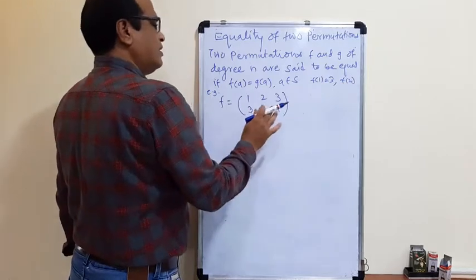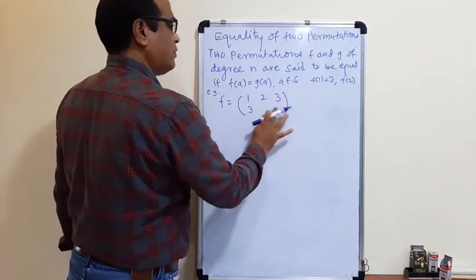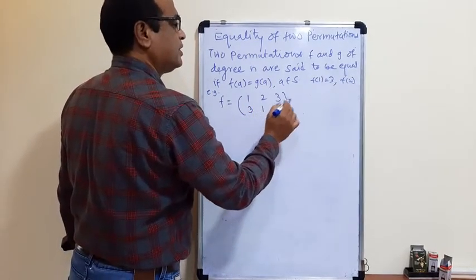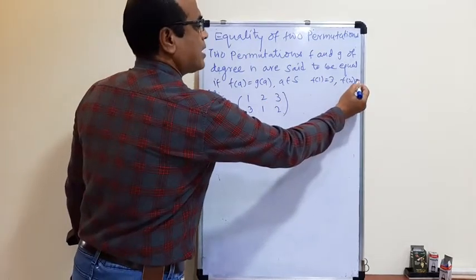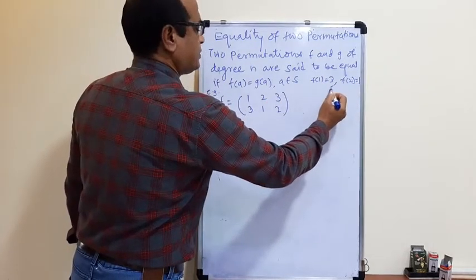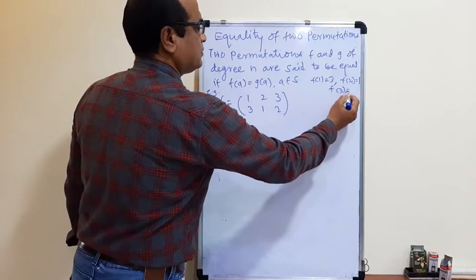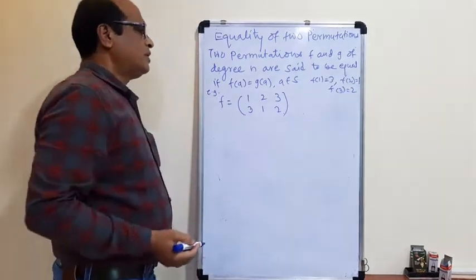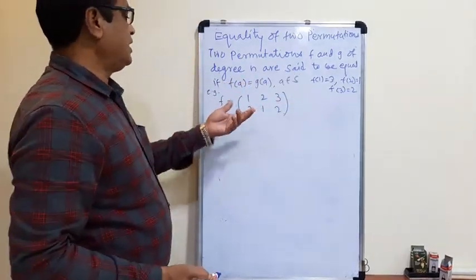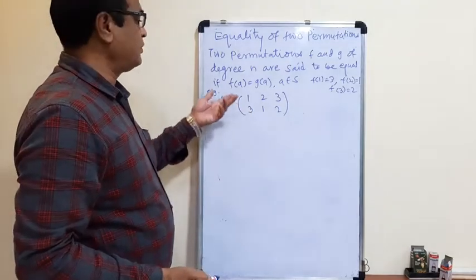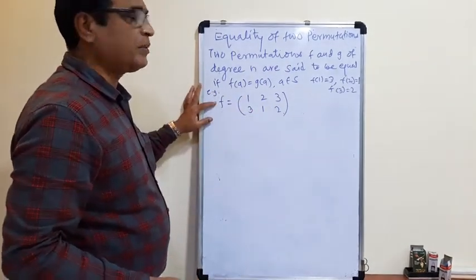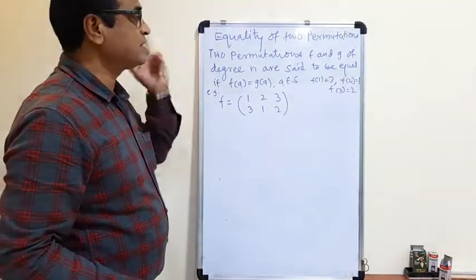Or something. F(1) = 2, F(2) = 1, and F(3) = 2. Okay? So we write this in permutation notation. So that is (1 2 3 / 3 1 2). So this is a permutation, for example, a function defined like that.